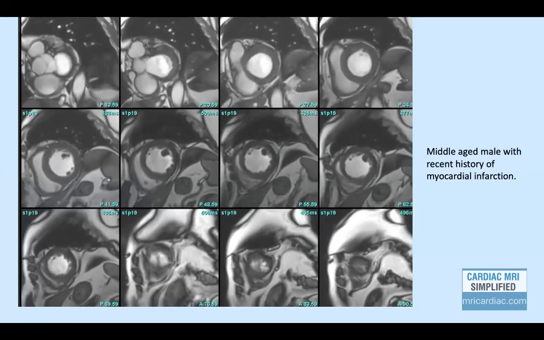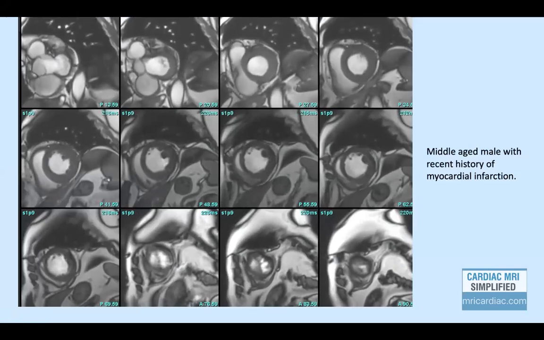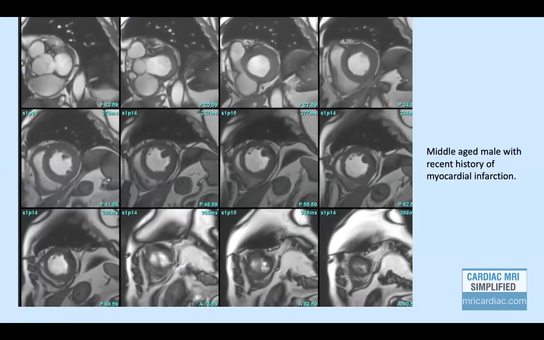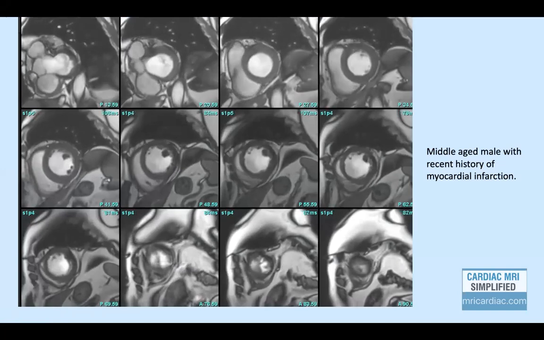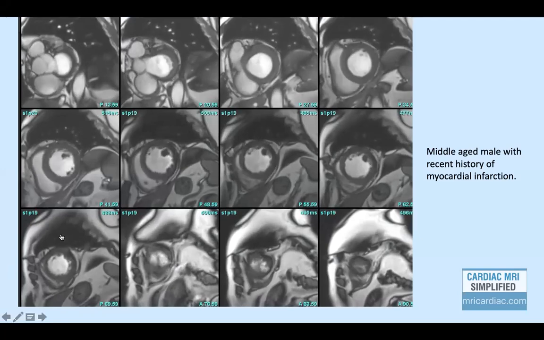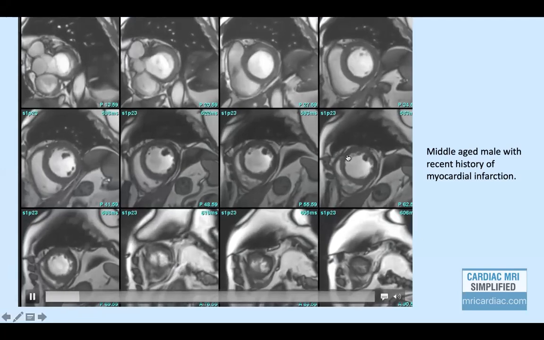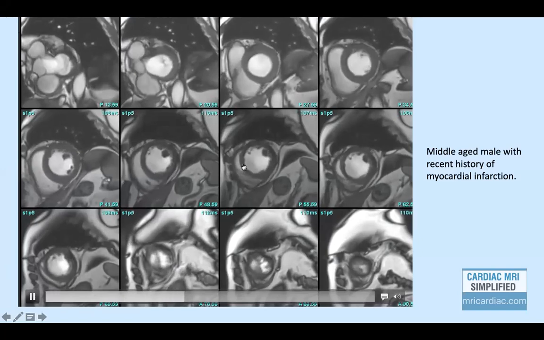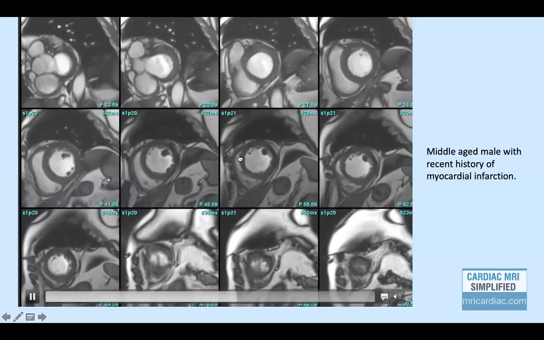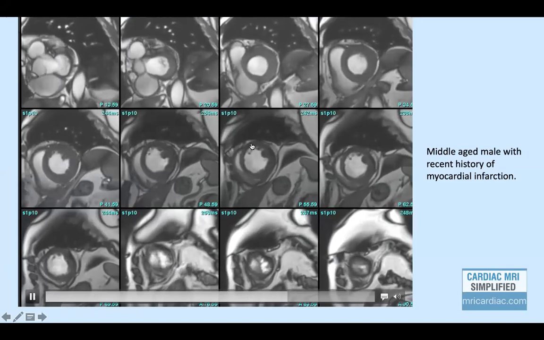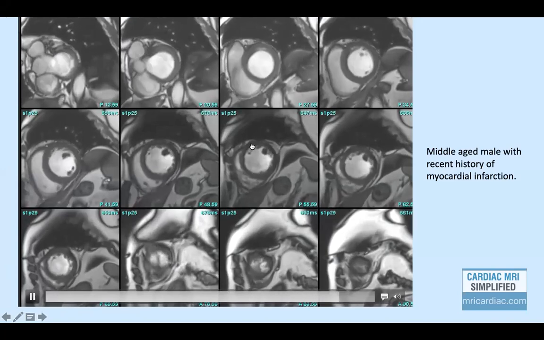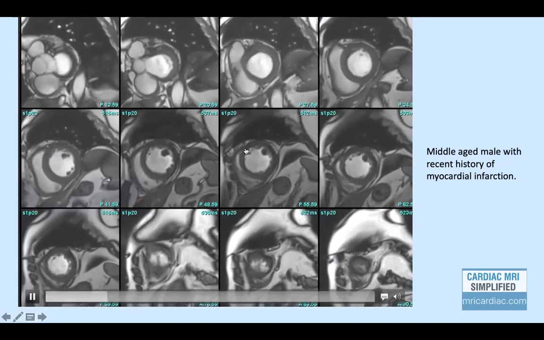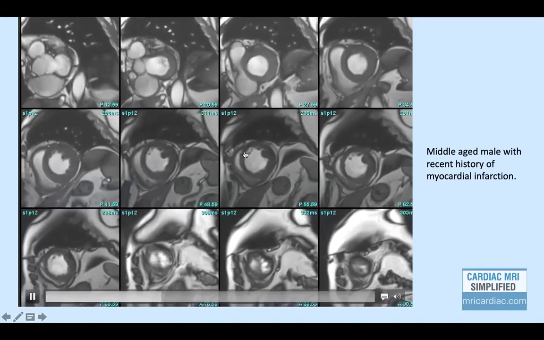Middle-aged male presented with recent history of myocardial infarction. The MRI scan was done on day 2 post-MI. These are cine short axis TAC images, and as we see over here, anterior and anteroseptal segments reveal akinesia. There is no systolic thickening over here. Since it is acute infarction, there is no significant myocardial thinning, but this area definitely looks abnormal.